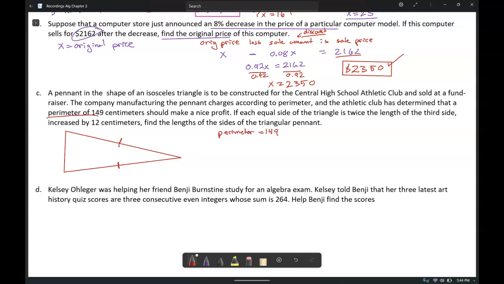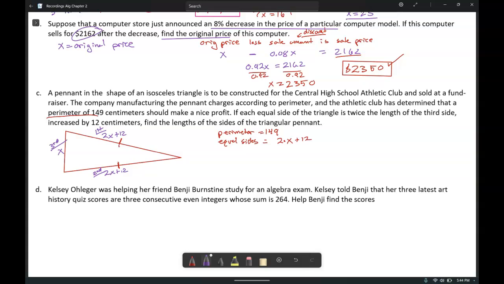So we know that the perimeter is 149 centimeters. And the equal sides are going to be 2 times the length of the third side, which we don't know, increased by 12 centimeters. And so we can use that to represent in our diagram. We have 2x plus 12, 2x plus 12, and then the third side is something we don't know. So we've got our first side, our second side, and our third side.